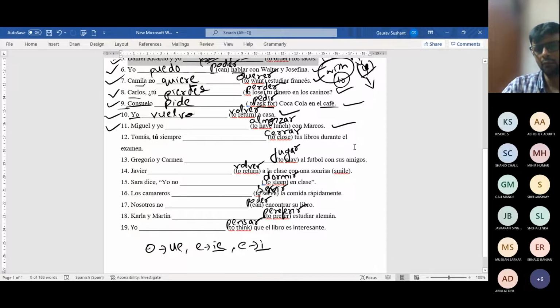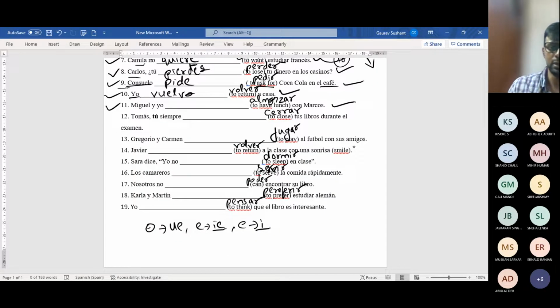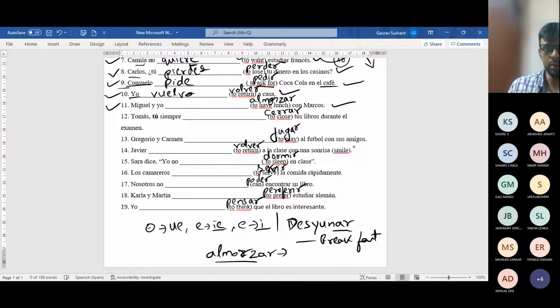Sorry, I told you that almorzar is breakfast. Sorry about that confusion in the last class. Desayunar is breakfast. If you have noted down almorzar as breakfast, please correct it. Almorzar is basically lunch. This type of mistake sometimes happens. Desayunar is to take breakfast, and almorzar is to take lunch.